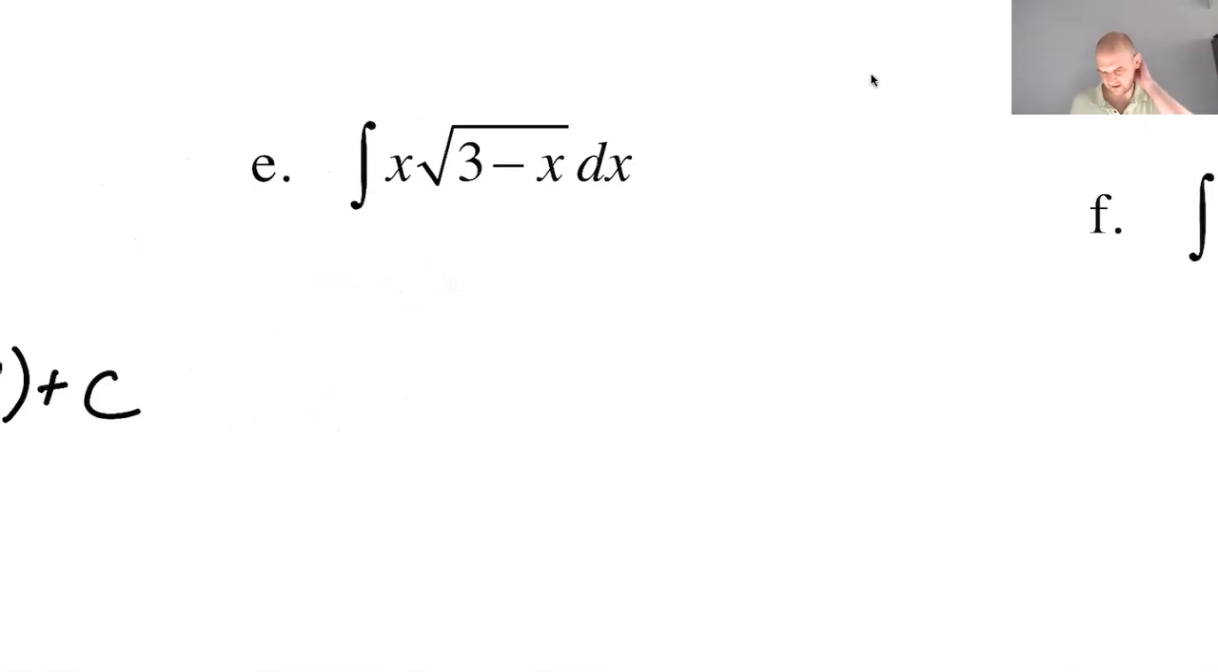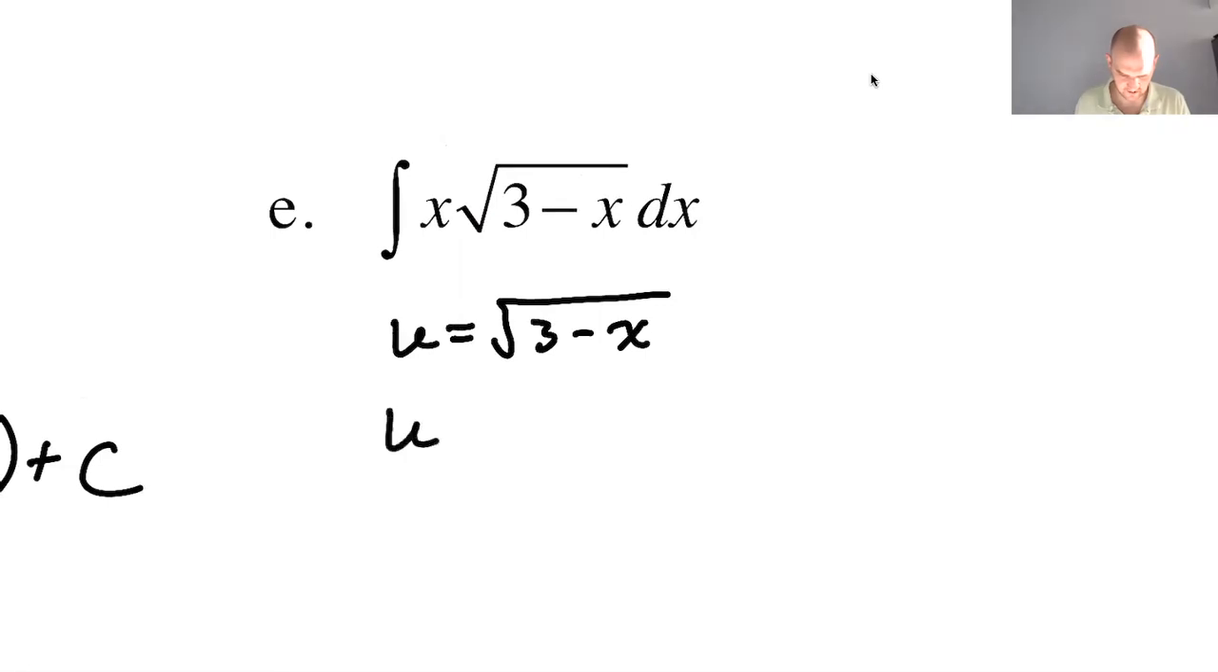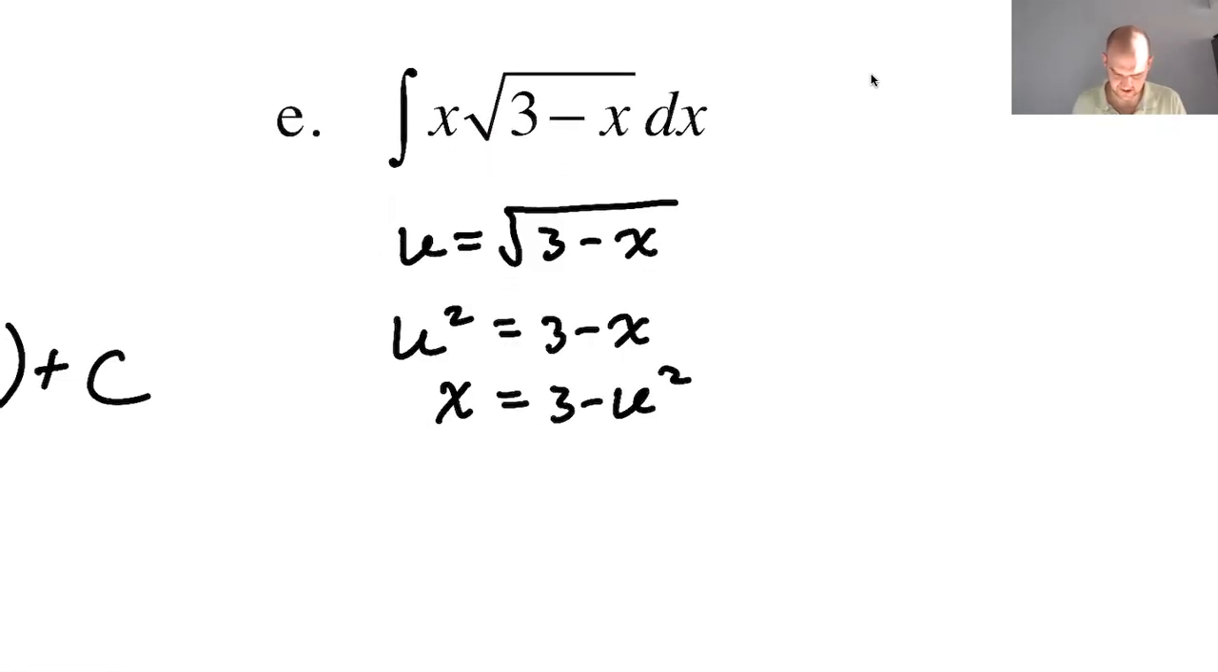So I think we should do this one. I definitely need to do work on this because offhand, I don't know. So u is radical 3 minus x. You could make it just 3 minus x, but I think the better choice is the radical. So u squared is 3 minus x. I'm going to add x and subtract u squared, 3 minus u squared. So that's x. So dx is negative 2u du.